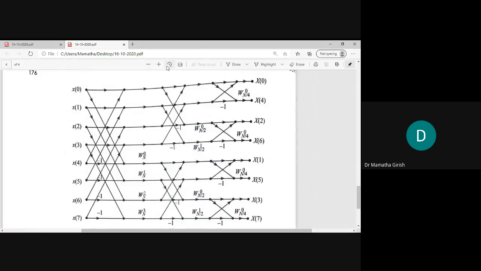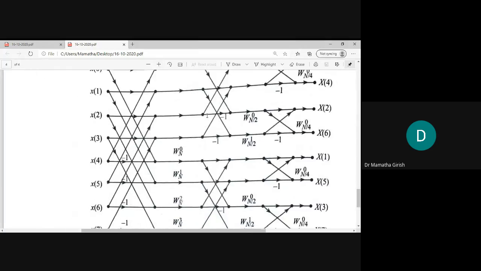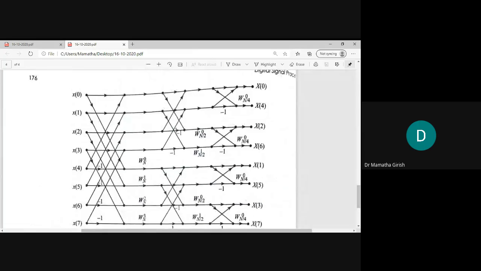Okay, one more round of magnification. See, this is the complete flow diagram for an 8-point DIF FFT structure. Just keep this in your mind, and also keep the DIT FFT structure in your mind side by side, and just compare, isn't it?